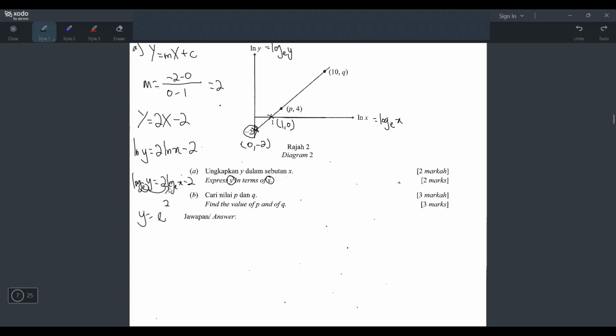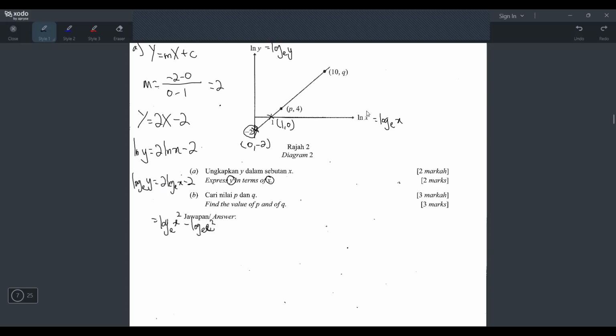But you shouldn't do that first. What you should do is make sure the 2 also has a log. It means instead of writing 2 log x base e, I'll write log of x power 2, and then the 2 here, I will change it to log e power 2.